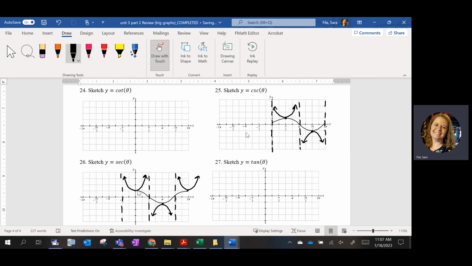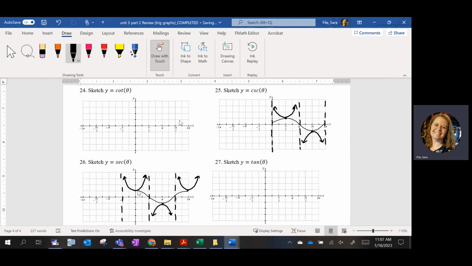So they're pretty similar. Just remember, cosecant has an asymptote on the y-axis. Secant has a curve on the y-axis. They've just been shifted over from each other.